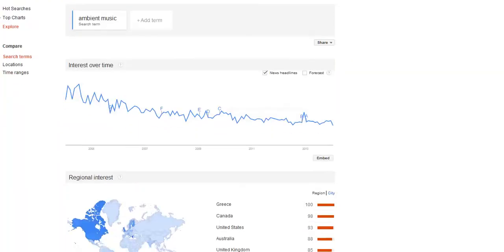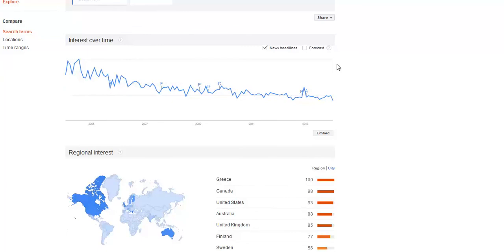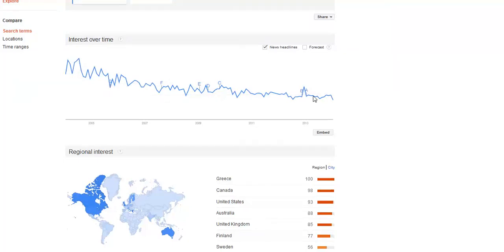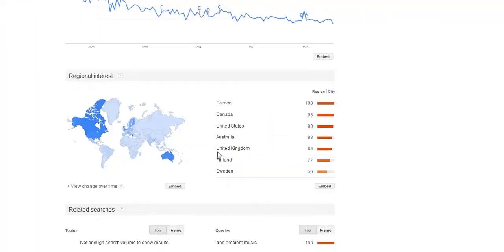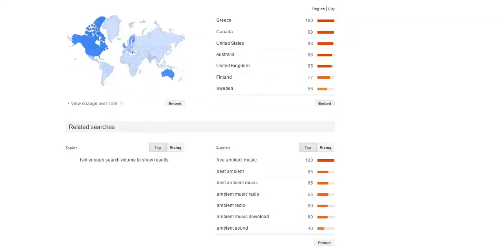So one thing I'm looking at is this flash in the pan. It looks like there was more interest in ambient music at one time. These numbers that you see as I go down through this box are a measure of interest. It looks like there was more interest over time in that phrase than there is now, but still pretty good. This shows you where the interest is: Greece, interesting. United States, big. Canada, Australia, United Kingdom. So the larger English-speaking countries.